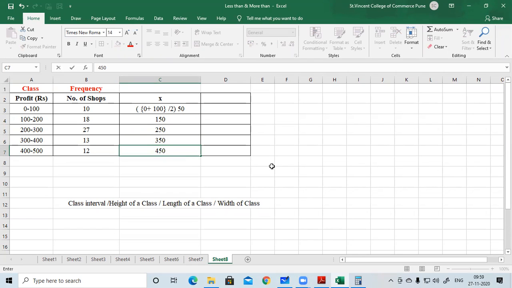Understood? So no need to keep doing upper limit plus lower limit divided by 2, upper limit plus lower limit divided by 2. That is not needed. Do it for the first class, and whatever is the class interval or the difference between any two numbers vertically, go on adding to the first midpoint and you will get the others.